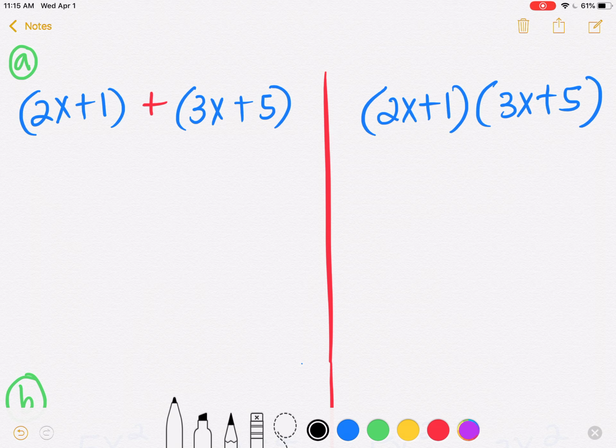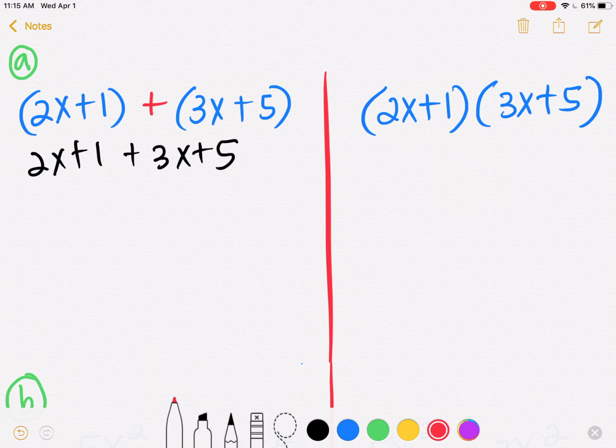But for the first one, you have 2x plus 1 adding with 3x plus 5. On the right hand side, we have the same thing, only they're multiplying. Okay, so if you're adding them, remember you can drop your parentheses if it's addition. So I'm just going to bring everything down. And then from here, you combine like terms.